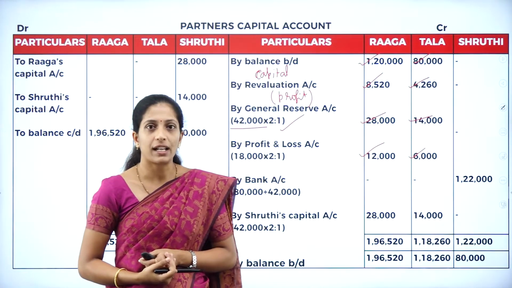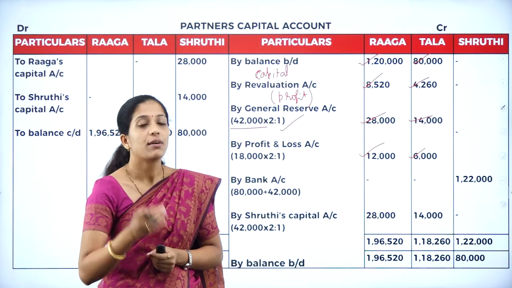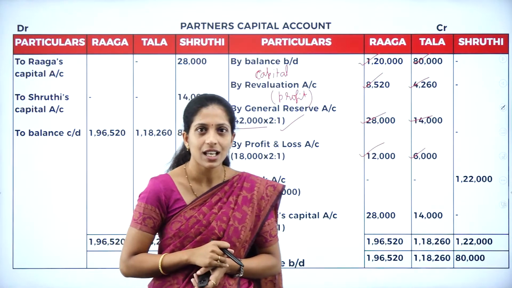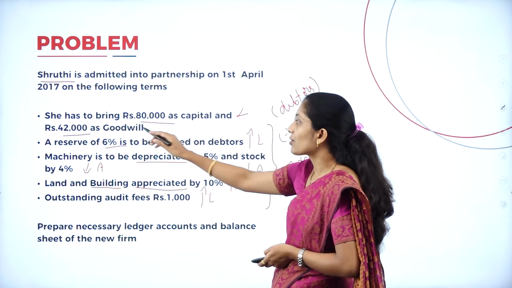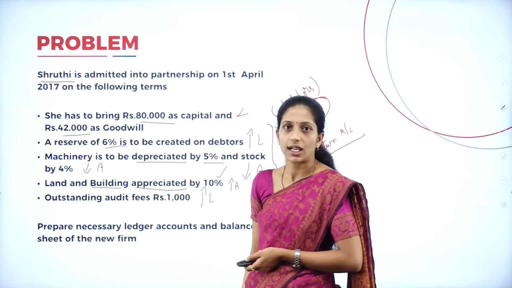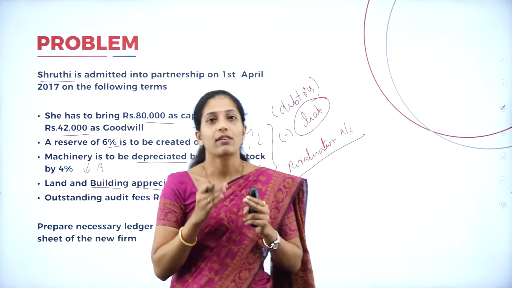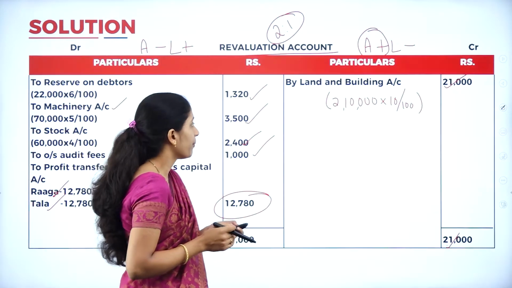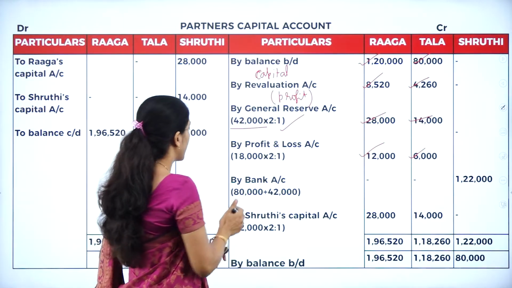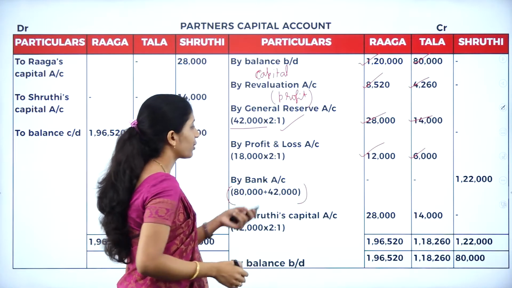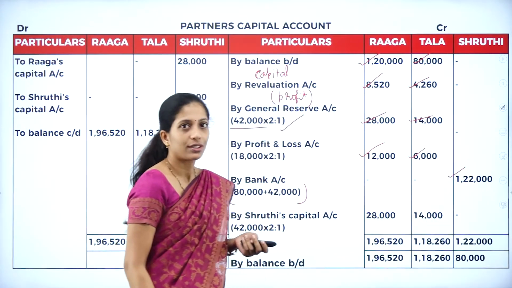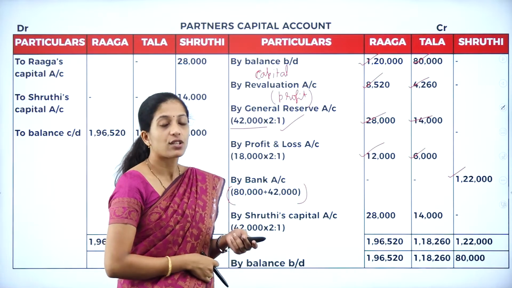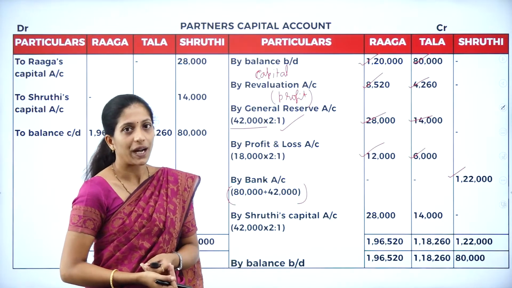Now come to the new partner. What has the new partner bought? The new partner has bought capital as well as goodwill, right? So go through the question here. She has bought 80,000 as capital and 42,000 as goodwill. Add both and transfer to bank account. So how to write? By bank account 80,000 plus 42,000, write in new partners column 1,22,000. That is capital as well as goodwill which is bought by the new partner.